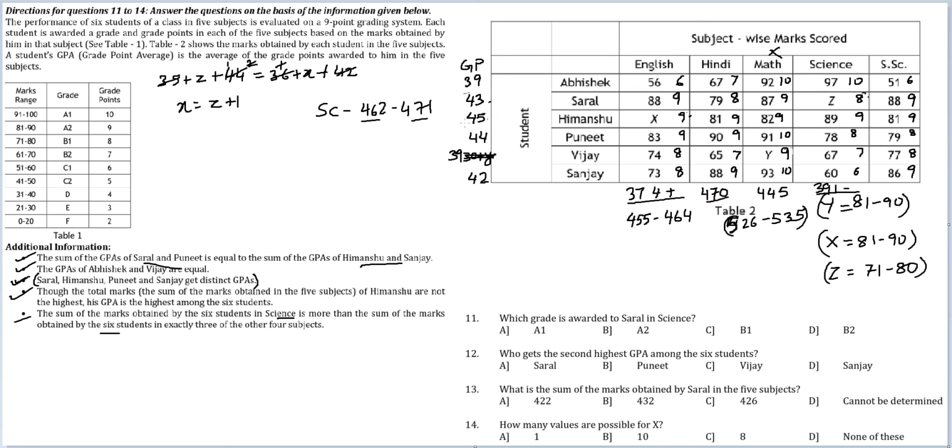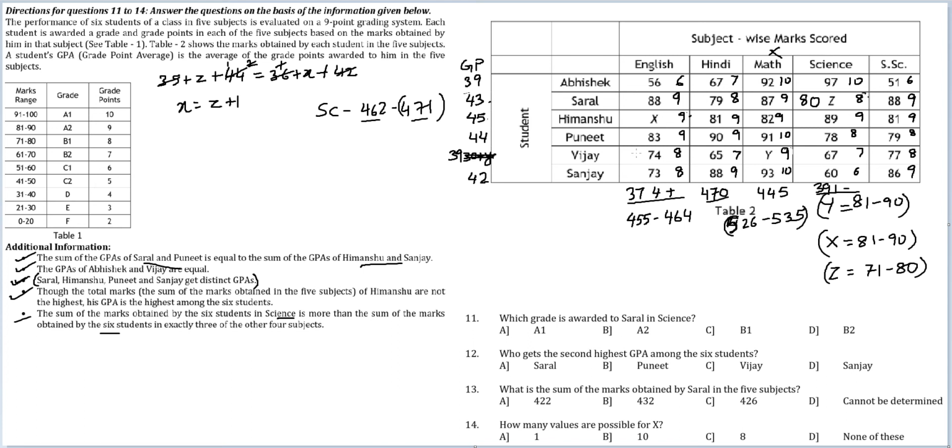Hindi is currently at 470. The maximum value that science can take is 471. It has to be more than Hindi. So it will necessarily be 471, which tells me the precise value of z will necessarily be 80, the upper limit here. So Saral's score in science is definitely known to me. Wonderful.